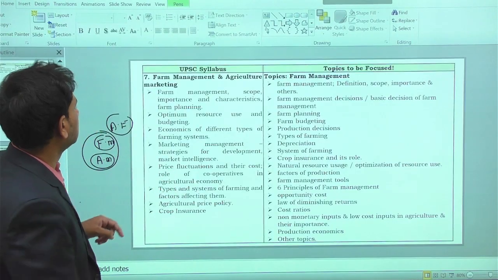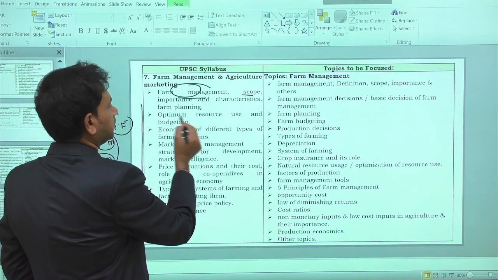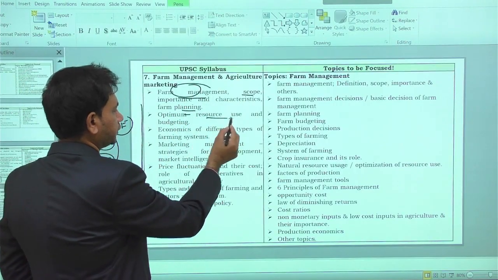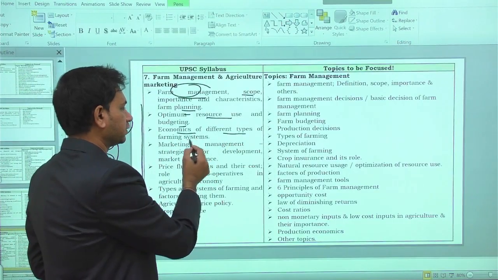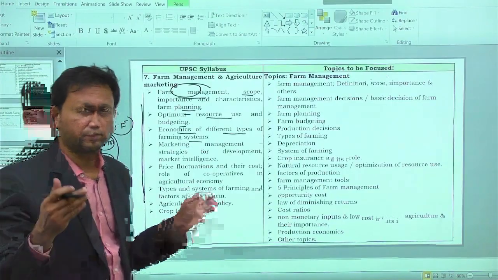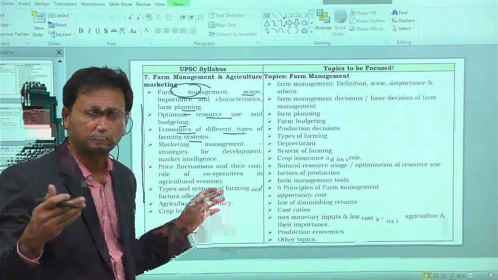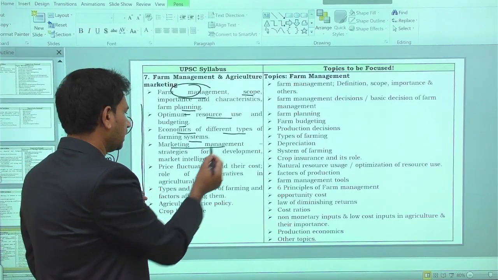So in agriculture economics, you have farm management and scope of farm management and farm planning, optimum resource use and farm budgeting technique, economics of the different types of farming systems. Different types of farming systems means we have diversified farming, mixed farming, dryland farming, specialized farming, like that. Then we have marketing management.